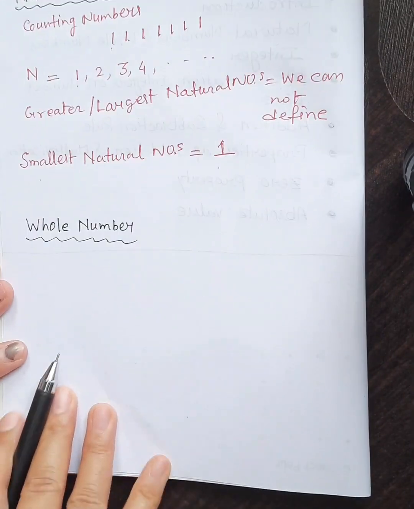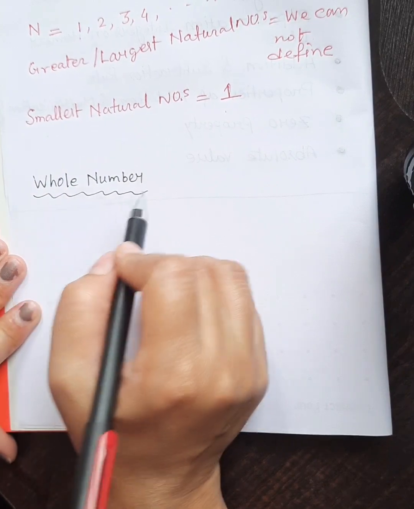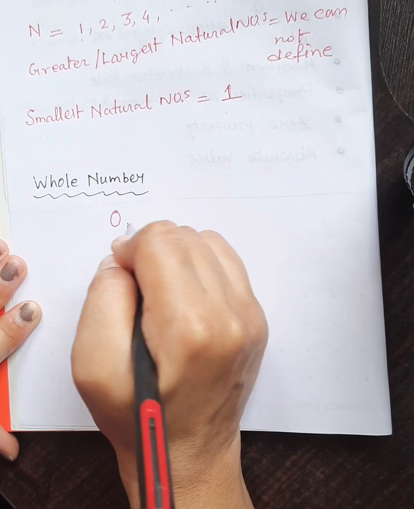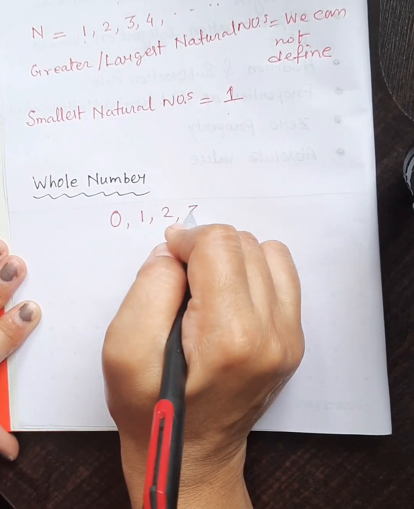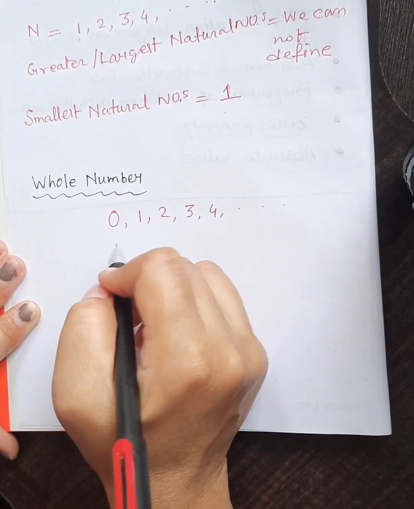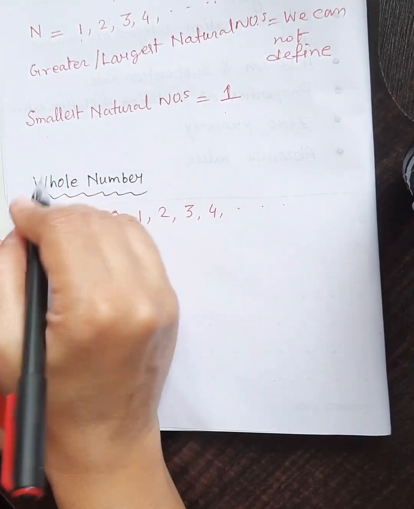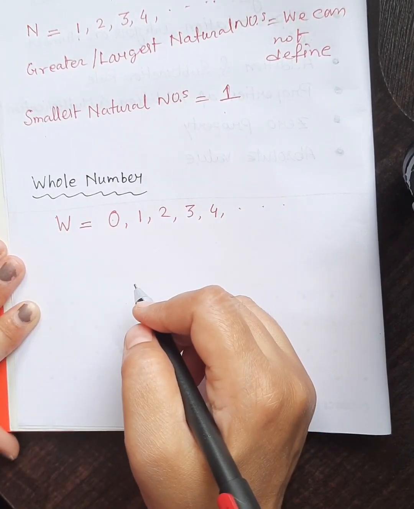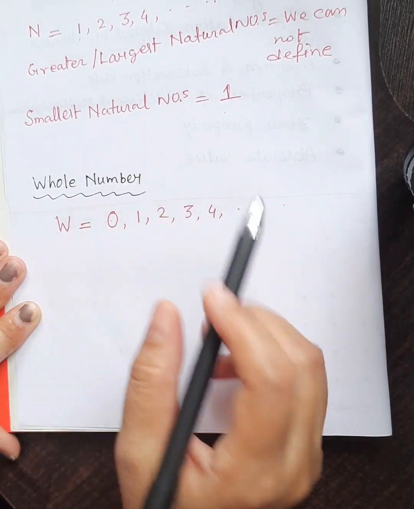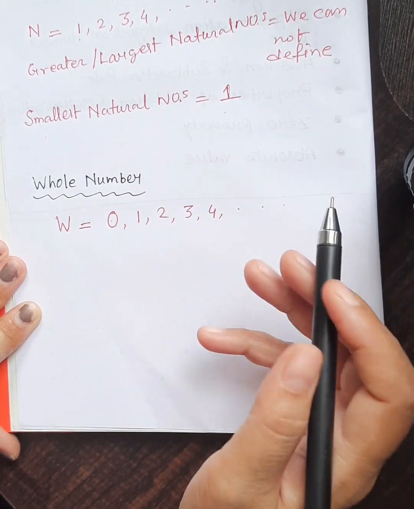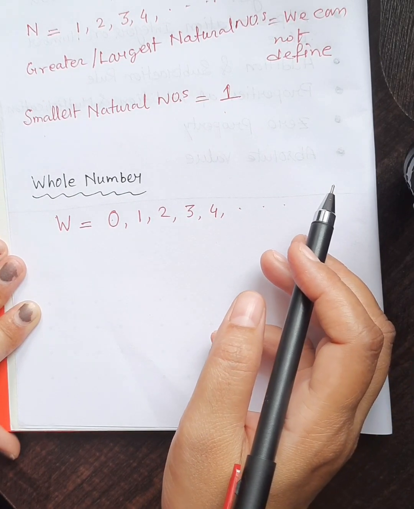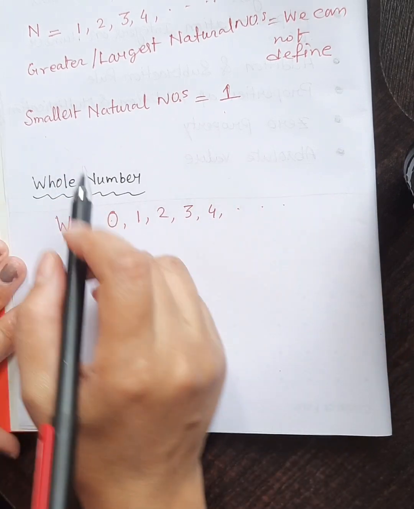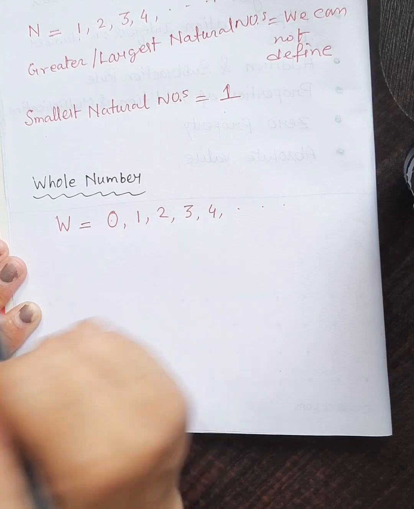In this way, we can also define whole numbers. What is a whole number? If we add 0 before the natural numbers 1, 2, 3, 4 and so on, then we get whole numbers. Whole numbers start from 0 and are denoted by capital W. The greatest or largest whole number we cannot define, because in the universe there is no greatest or largest whole number or natural number.